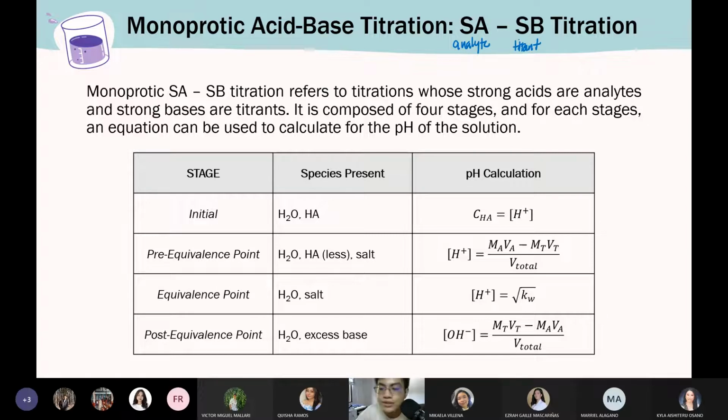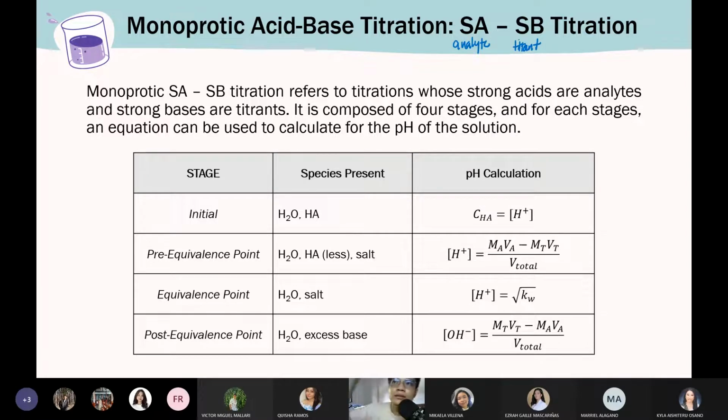Now, let's talk about the species present during the titration process. Ano yung mga chemicals na nandun? Okay? So, what are the chemicals that are in your solution during each stage? So, for the initial, of course, you have your acid, HA. So, acid lang yung present sa iyong sample. Wala kang titrant na base. Okay? Pag pre-equivalence, ibig sabihin, nagpatak ka na ng titrant. So, ano sa tingin nyo mangyayari sa acid?